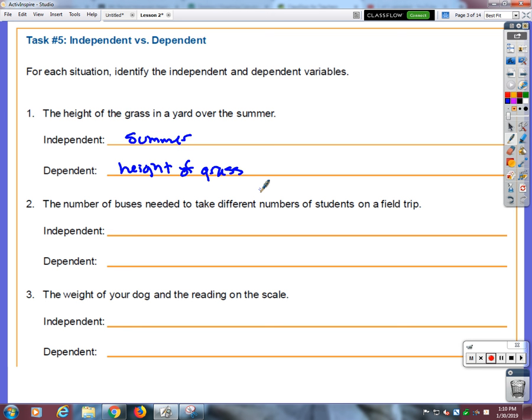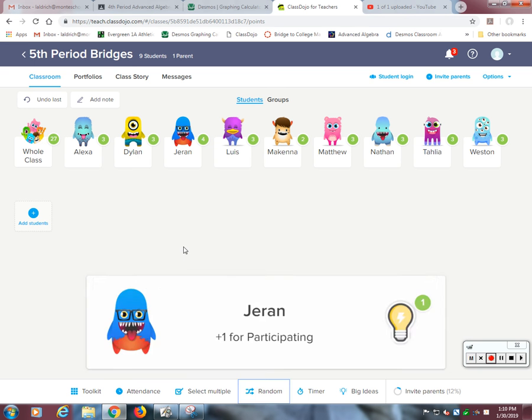Wouldn't it be cool if the height of the grass affected the summer instead? You cut your grass and then make it not be summer, make it go slower or something? Right, but it doesn't affect. No. Nice try though. The sun does not absorb any oxygen from planet Earth.